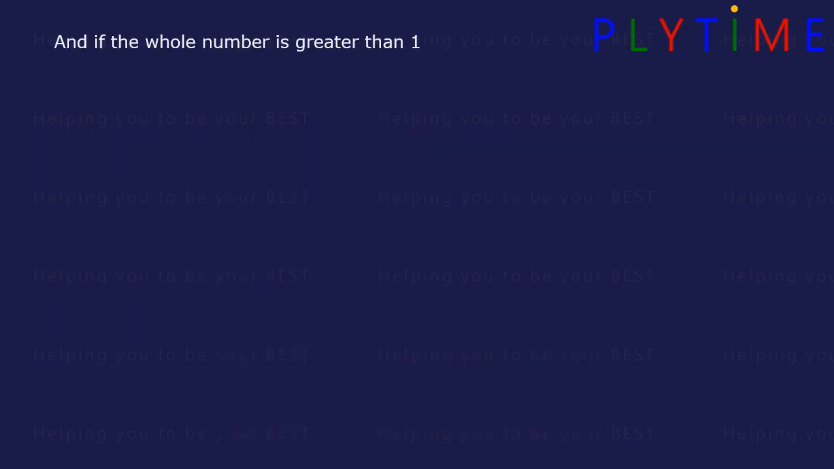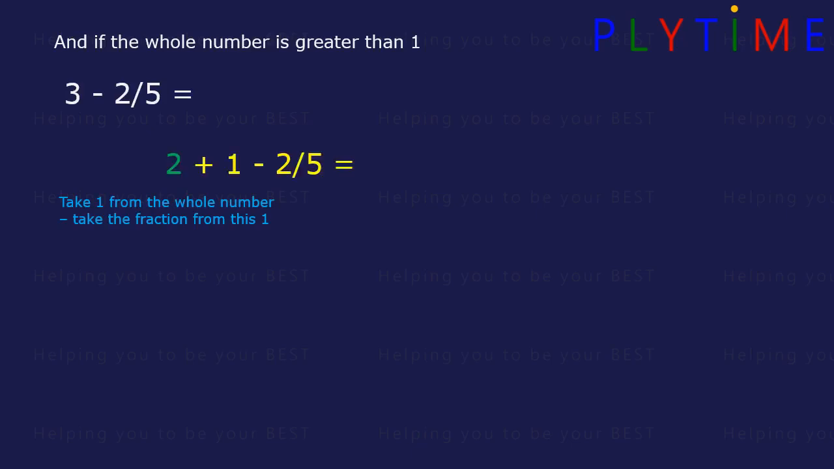And if the whole number is greater than 1, 3 minus 2/5, we take 1 from the whole number and take the fraction from this 1. So 3 is the same as 2 plus 1. 2 plus 1 minus 2/5. The 1 is the same as 5/5. Now we have 2 and 5 minus 2/5, or 2 and 3/5.